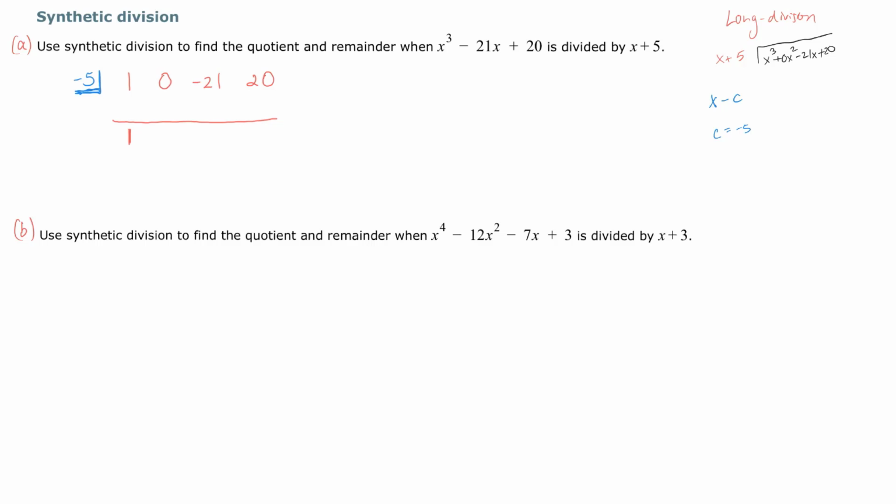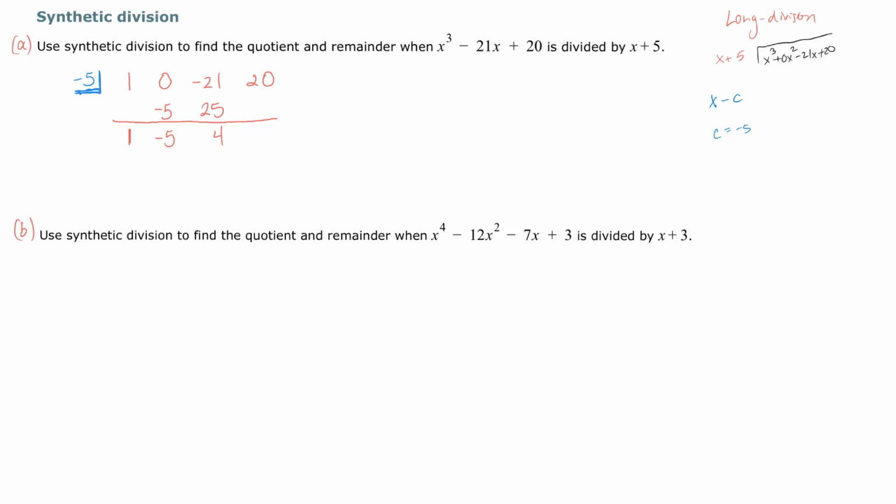And we're going to take this 1 and multiply it by negative 5. We get negative 5. Take that negative 5 and place it in the next column. And then we add. If you add that vertically, we get negative 5. And then we multiply again. We take this negative 5 and multiply it by this negative 5. We get 25. And where do I put that 25? I put that 25 in the next column. And then we add again. We repeat this procedure until you get to the very last column.